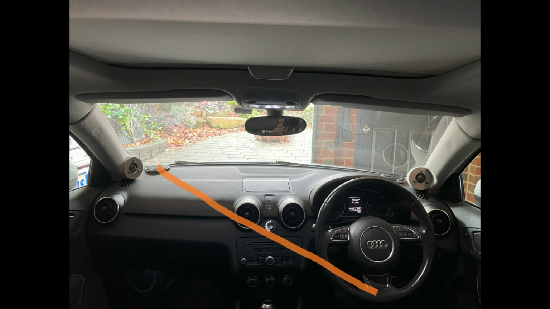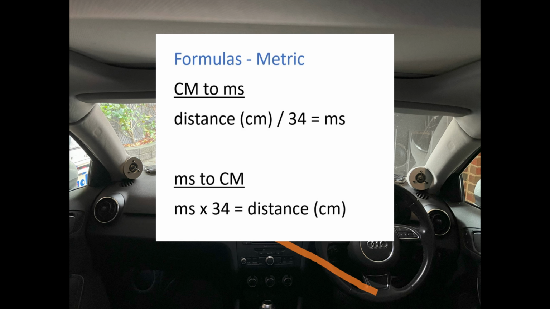Okay, so there are some general formulas. I promised that we wouldn't talk about formulas, but I do need to share this one with you. You can easily convert distances to milliseconds and milliseconds to distance. If you're using the metric system, you take your distance in centimeters and divide it by 34 to give you milliseconds. Or if you want to work out the distance and you know the time, then milliseconds times 34 will give you the distance in centimeters.